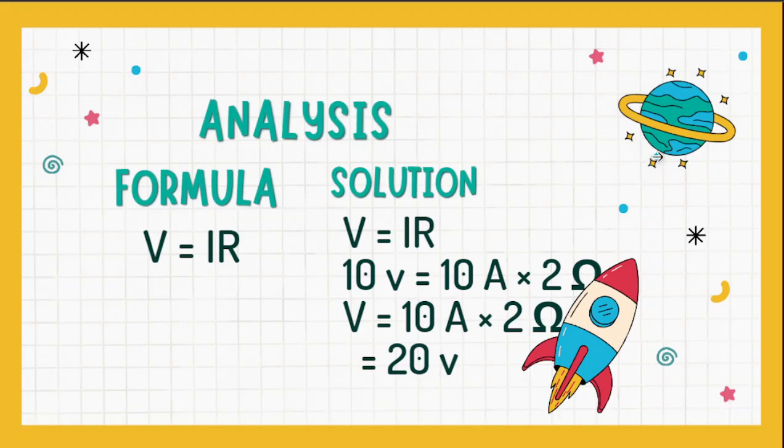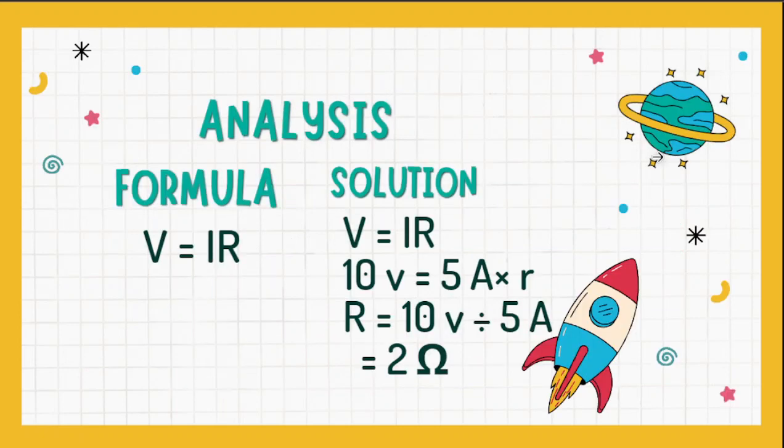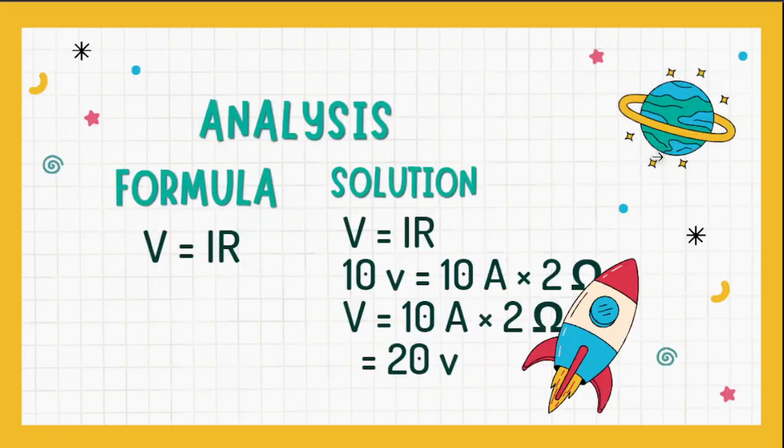Now let's go to quiz number 2, which states that V is equal to 10 volts and I is equal to 5 amperes. Then find R. Now let's see its answer. You can pause the video and write it in the comment box as well. For the answer, let's write the formula, V is equal to IR. Then let's import the given data. To solve this type of question, just import the given data.